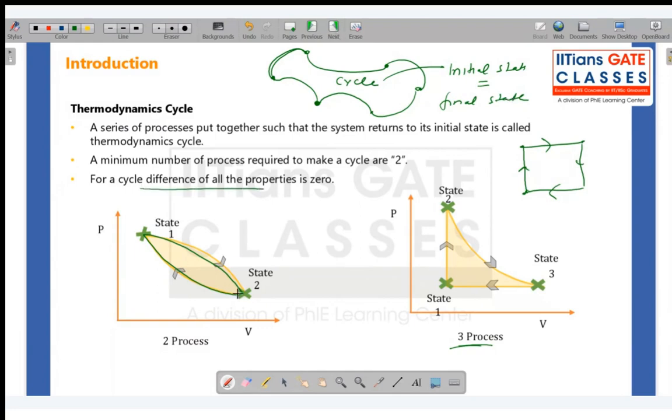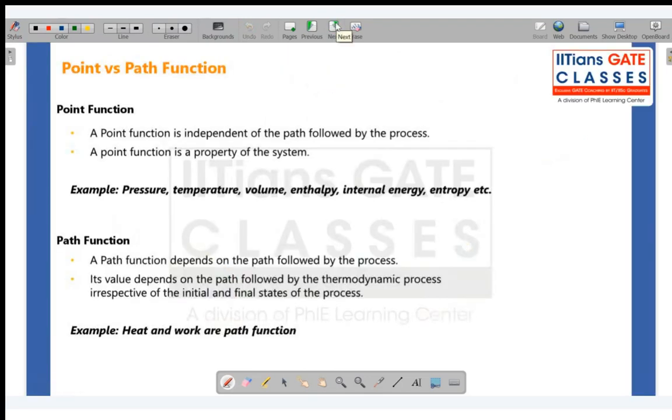And for the cycle, the difference of all the properties is zero. We will understand this in some time, but just note it down. For a cycle, the change in property will be equal to zero. I'm not explaining this now, I will explain it in some time, but just keep this in your mind. Okay, let's move ahead.